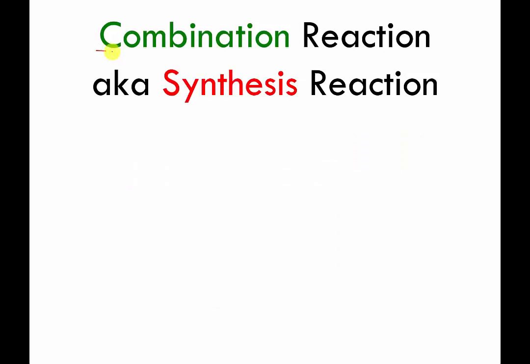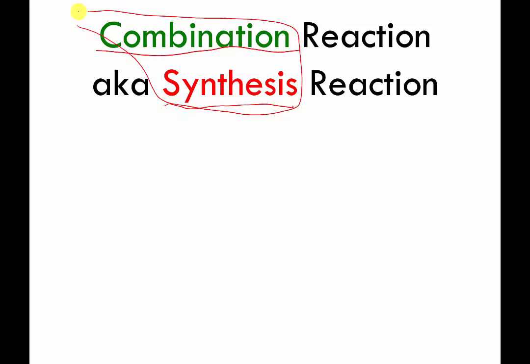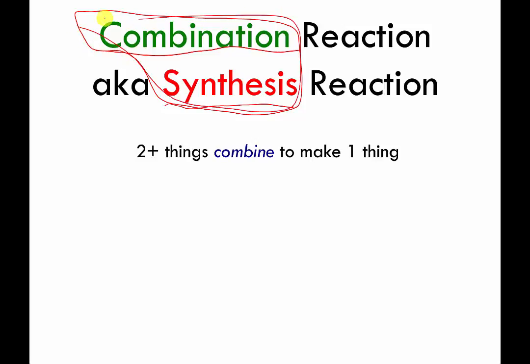First type is called a combination reaction. Sometimes it is also called a synthesis reaction. You can think of these names as being synonymous. They mean the same thing. This is pretty straightforward, at least with the name combination. In a combination reaction or a synthesis reaction, 2 or more things combine to make one thing.